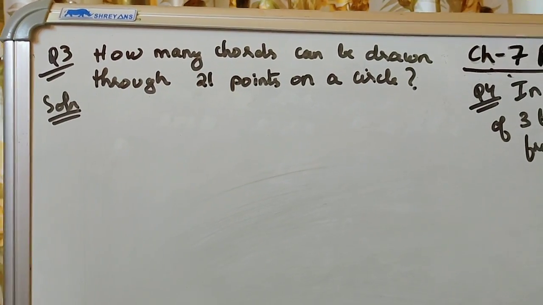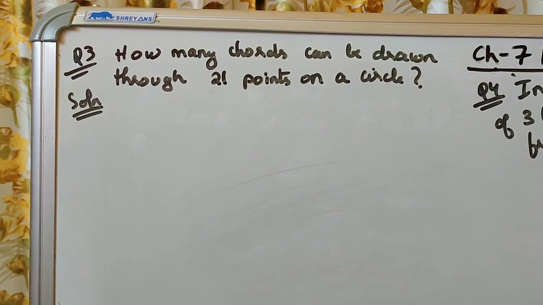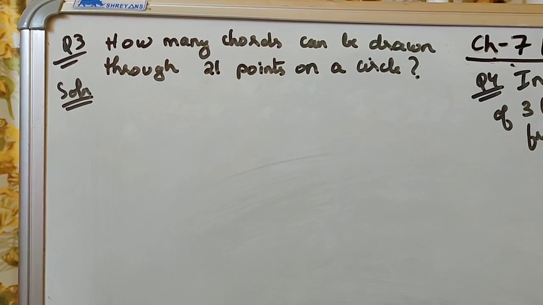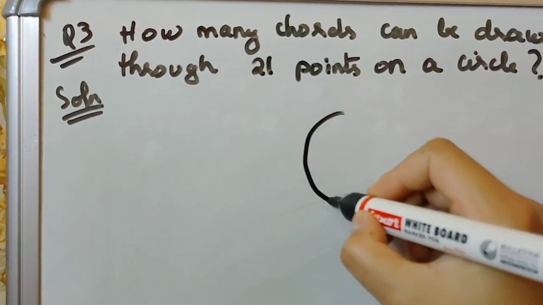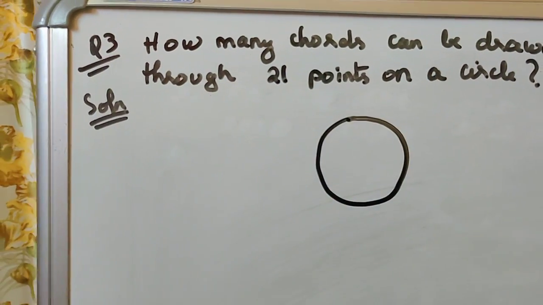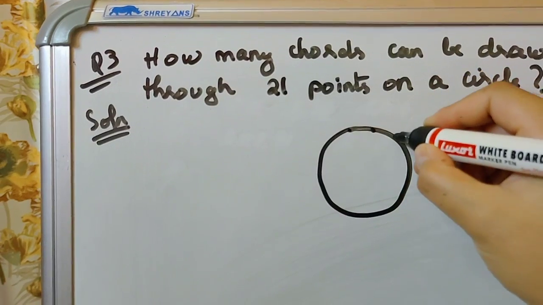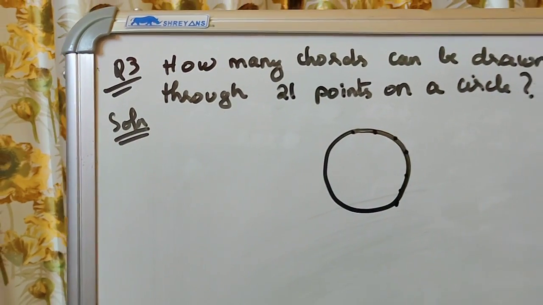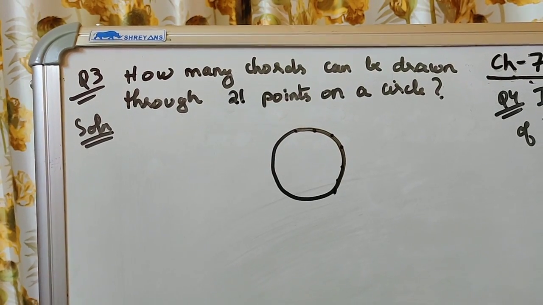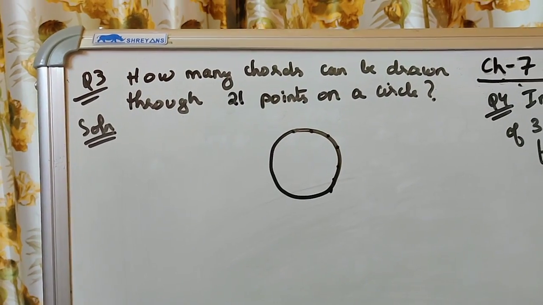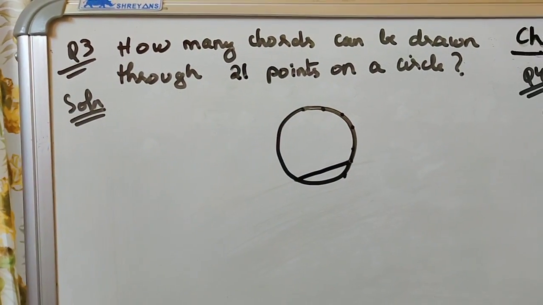Now question number 3. How many chords can be drawn through 21 points on a circle? Okay. Now the meaning is, you have a circle, okay? Circle. And you have how many points? 21 points are there, like that. There are 21 points. Okay. Now through those points, how many chords can be drawn? Now what is a chord? When you join like this, this is one chord. Okay. Say this is one chord.